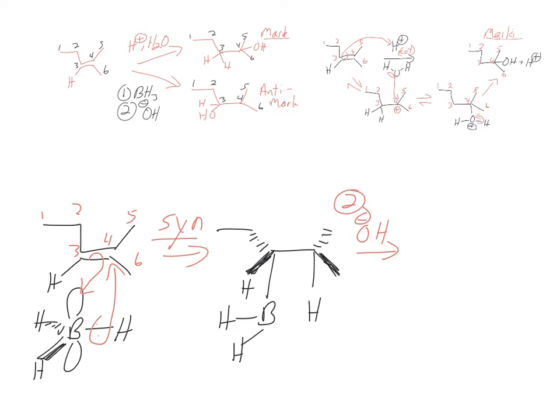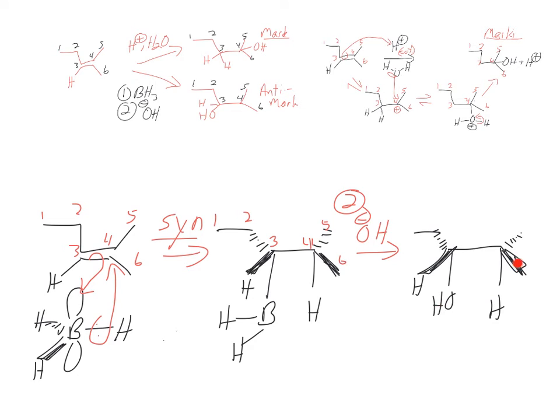This is step 1. Step 2, all we do is replace, well, renumber our carbons, 1, 2, 3, 4, 5, 6. So the boron and the H on the same side, so the OH and the H will be on the same side as well. So H, ethyl, and plus you'd also have its enantiomer.